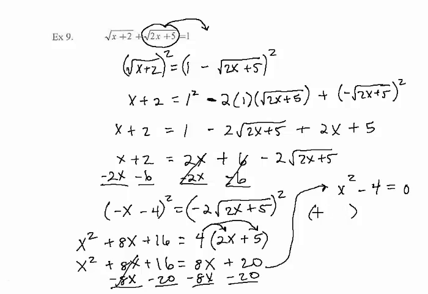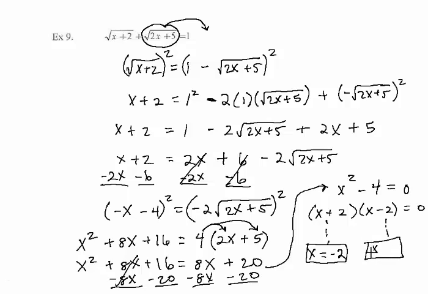To factor this, there's actually a couple different ways we could go here. To factor this, we'd get an x plus 2 and an x minus 2. And the x plus 2 is going to give us a solution of x equals negative 2, and the minus 2 factor is going to give us a solution of x equals positive 2.